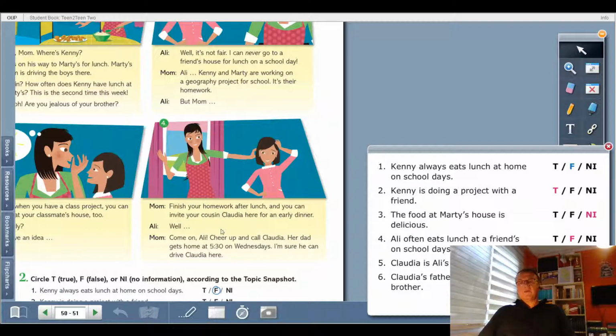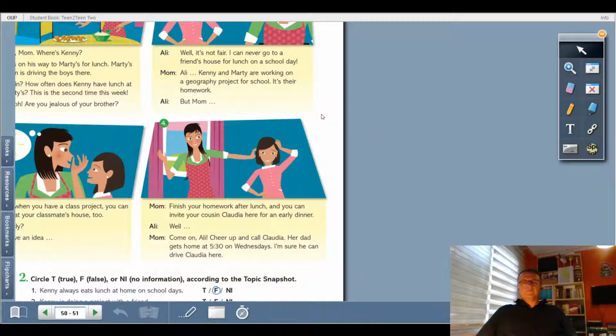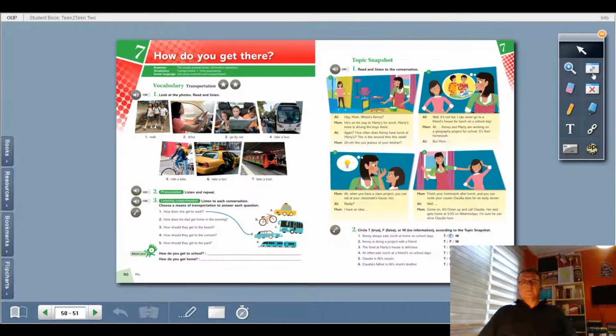But maybe her mom is her cousin, her mom's cousin. I mean, Claudia's mom can be Ali's mom's cousin. So that's why we don't have information whether his father or mother is mom's brother or someone. Okay, so this is the last one for that.